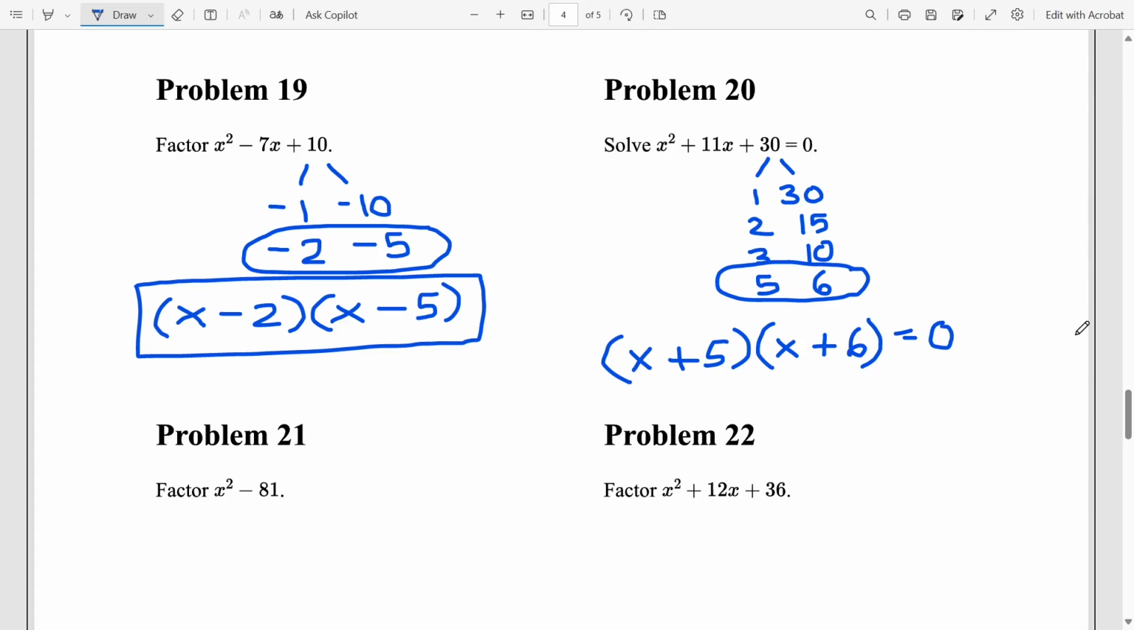So now what I'm going to use is the zero product property, and basically what that allows me to do is set each of these factors equal to 0 and solve for x. Why does that work? Well, if x plus 5 was 0, 0 times whatever x plus 6 would be 0. And if x plus 6 equals 0, whatever x plus 5 is times 0 is 0. Okay, so I'm going to set x plus 5 equal to 0.